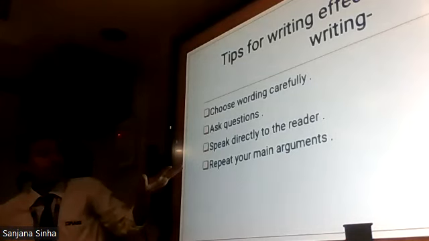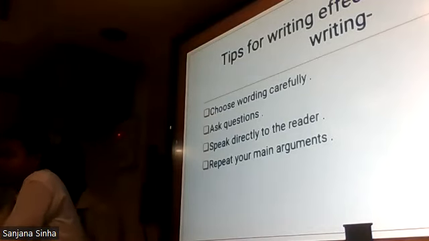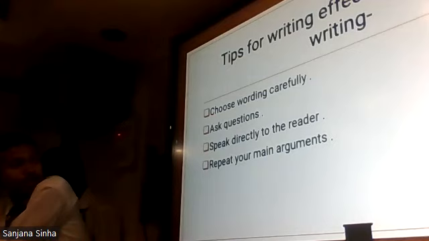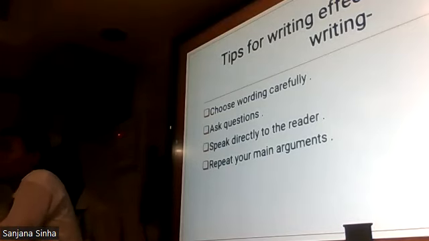The last point, repeat your main arguments. Repetition has been recognized as one of the classical techniques. While you repeat your arguments, again it makes a closer relationship between you and your reader.